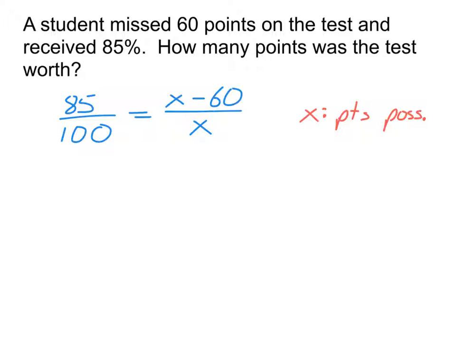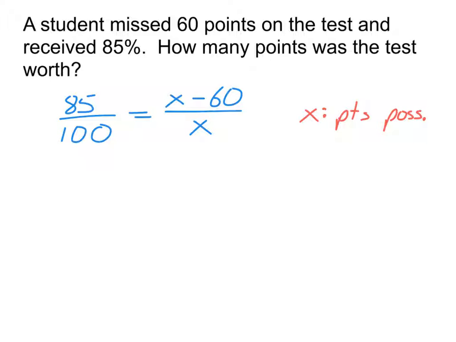Now the most critical step when doing any of these problems is the original setup. This one sets up very similarly to the last one. I just take my percent, put it over 100, do that every time. But then we missed 60 points again. So I end up doing x minus 60 because I missed 60.